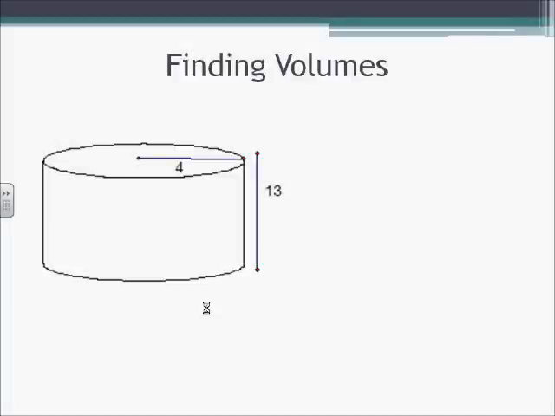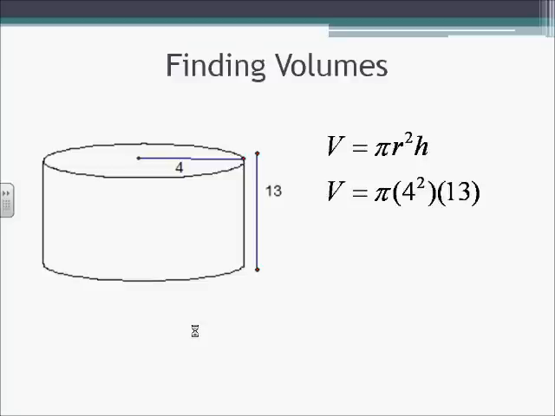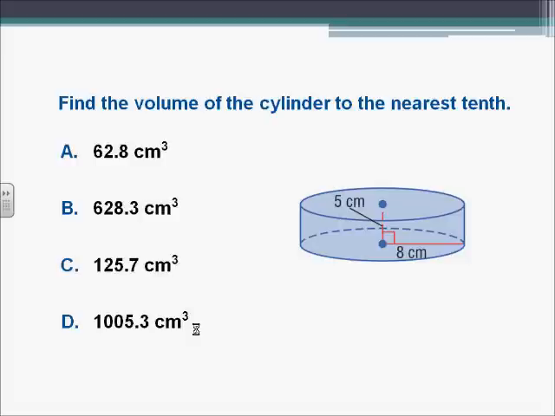Alright, here finding volumes. Here we have a cylinder. We know the volume of a cylinder is going to be pi r squared h. So we plug in what we know. They tell us radius is 4, height is 13, so our volume is going to be pi times 16 times 13, or 208 pi, which is going to be approximately 653.45. Again, this would be units cubed. Since we're dealing with volume, the units always have a power of 3 on them, but here we're unitless.